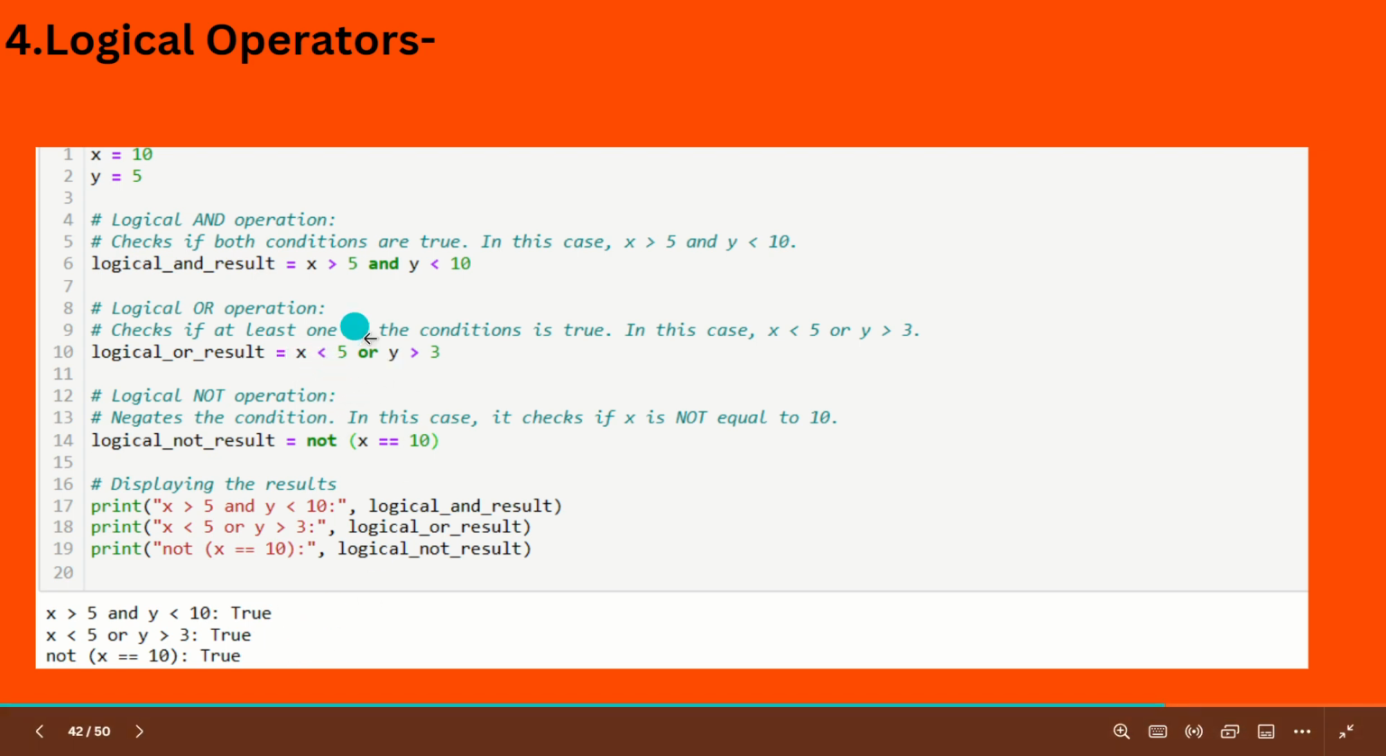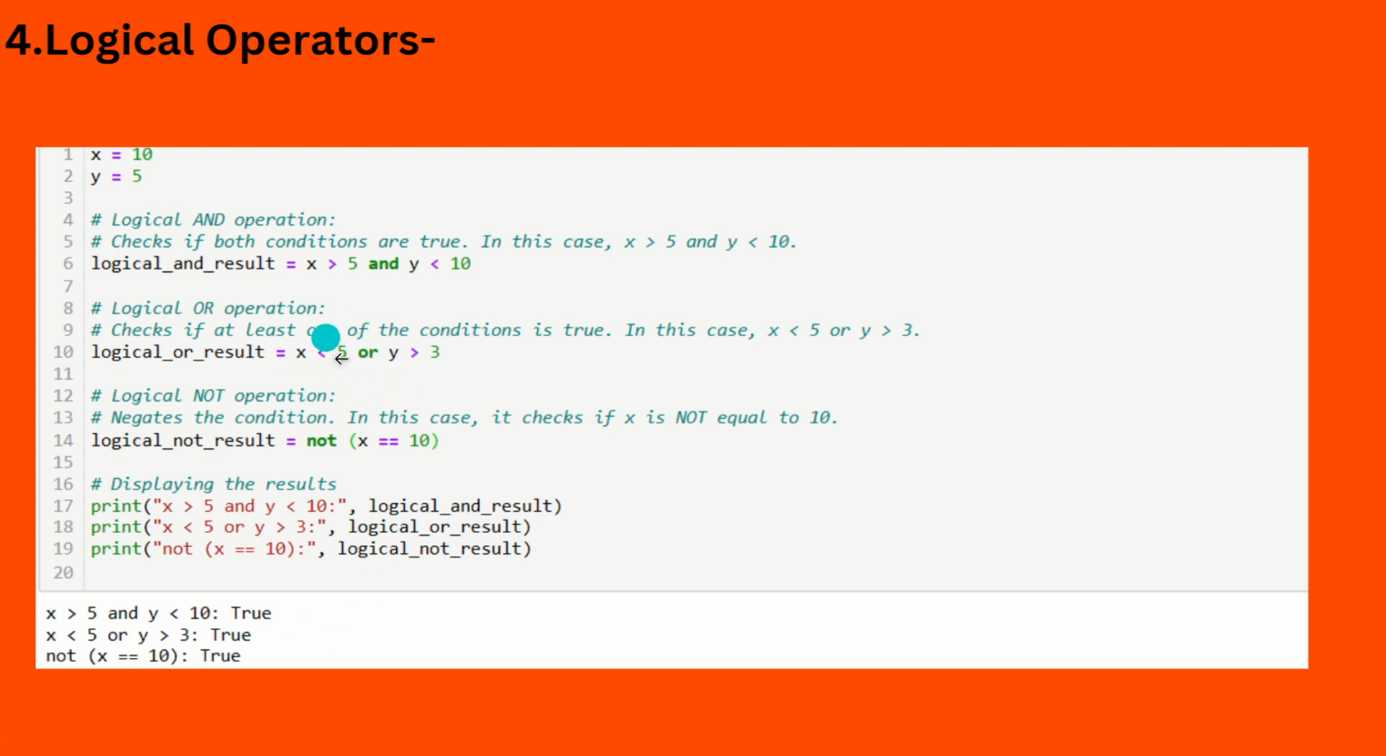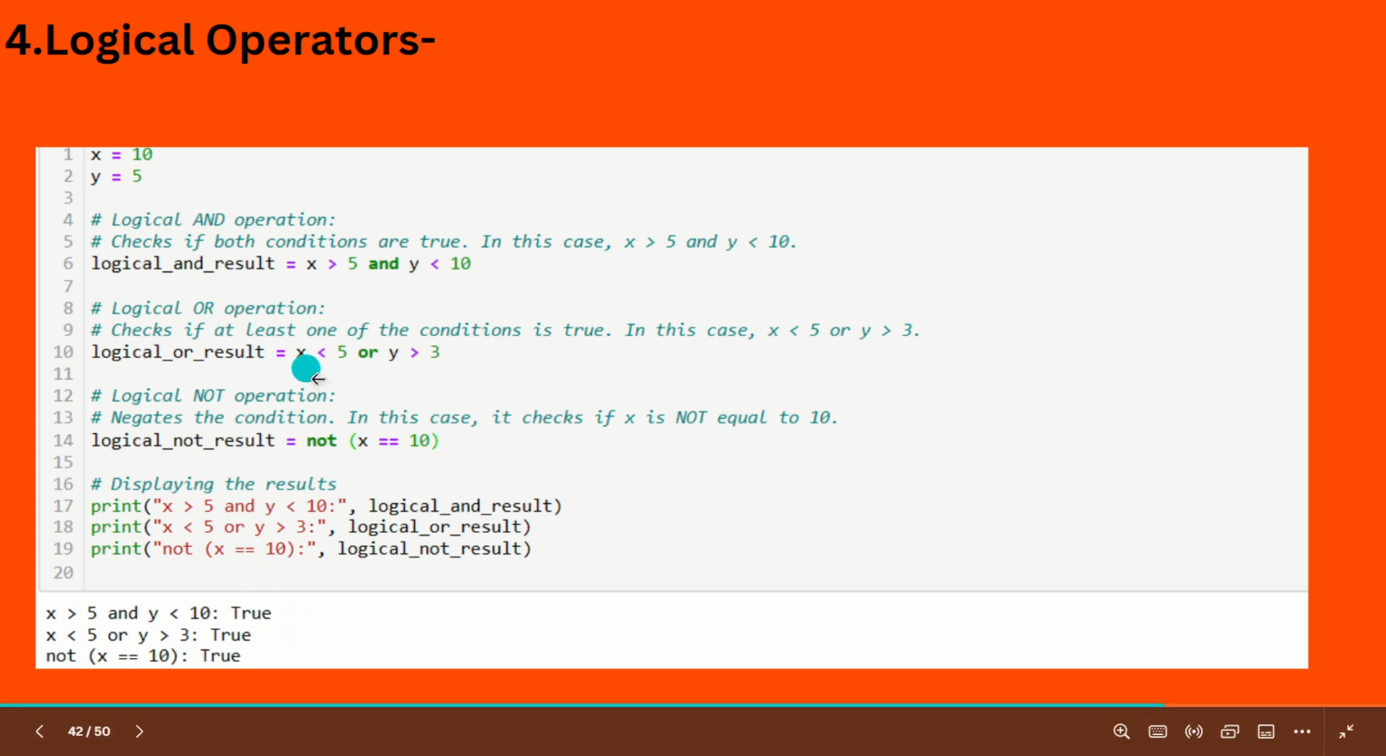Now, x, 10, is less than 5. False, correct. OR is the keyword. Y is 5. 5 is greater than 3. True. One condition is satisfied. Therefore, we get the output as true.